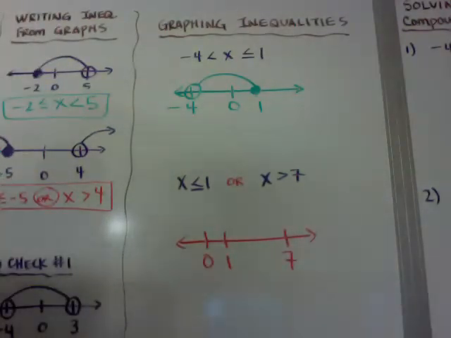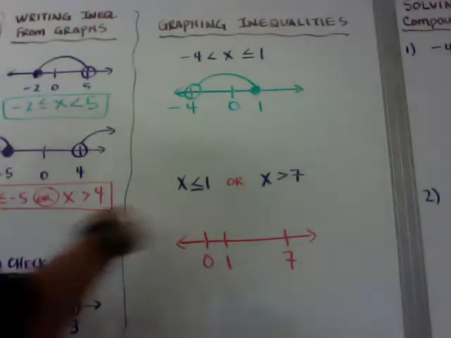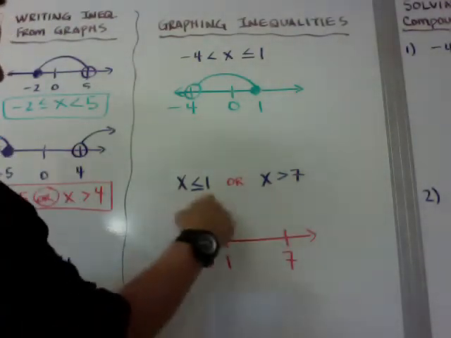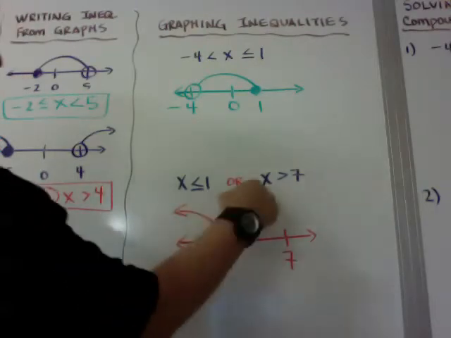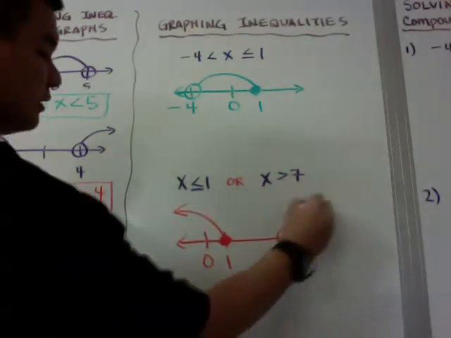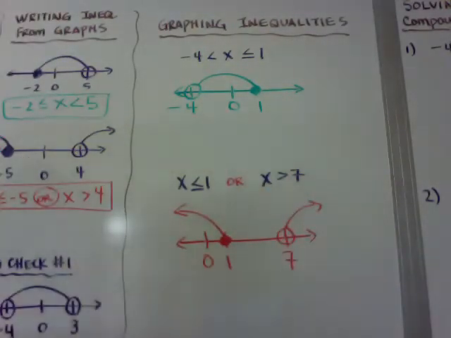So be careful on where they give it to you. I've been giving you all one negative and one positive, but I wanted to show you this one. So in this case, x is less than or equal to 1, closed circle on 1, going out. x is greater than 7, open circle, going out. Okay. Pretty simple as far as those go. So graphing the inequalities.